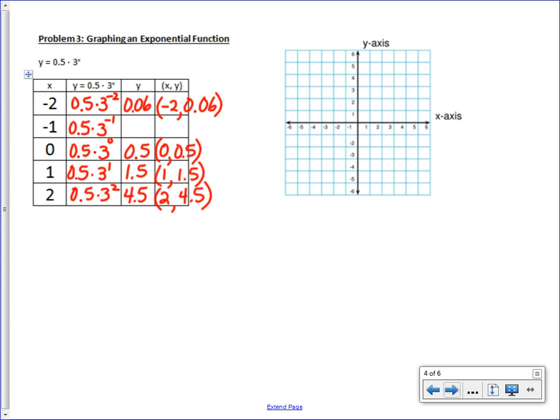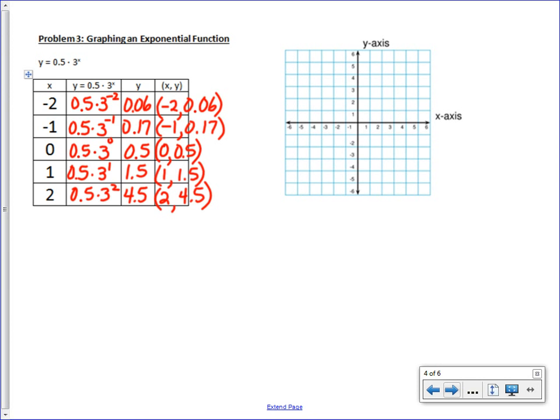All right, let's take the next one, 0.5 times 3 raised to the negative 1 power. And we get 0.1 and a string of 6s, so we'll round that up to 7. And so our ordered pair is negative 1 and 0.17.